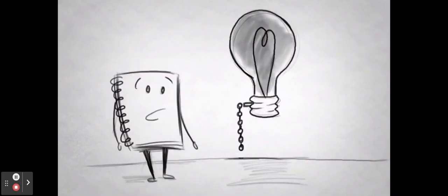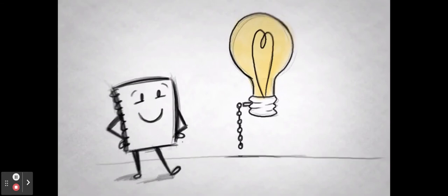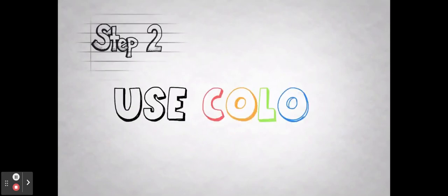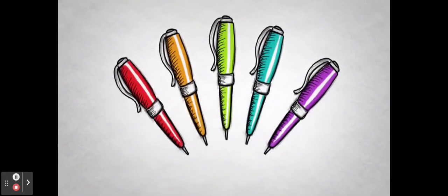This way, you're recording the importance of what the teacher is saying and not just raw facts. When you do need to include data, add only the most important points under each question. This is the evidence for each question answer. Step 2. Use colored pen. Yeah, that's right. This will help you remember your notes visually.